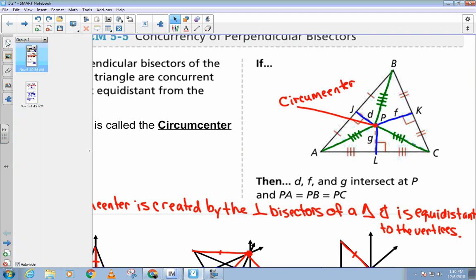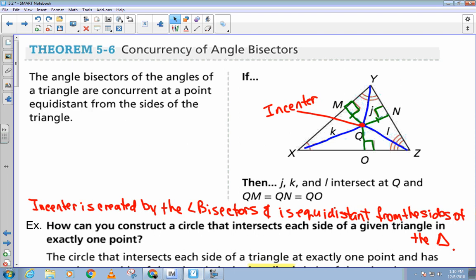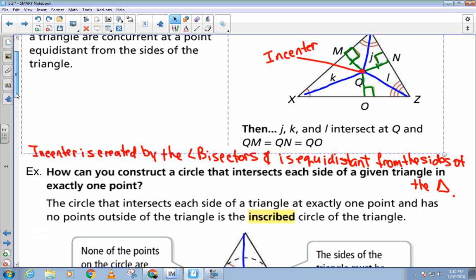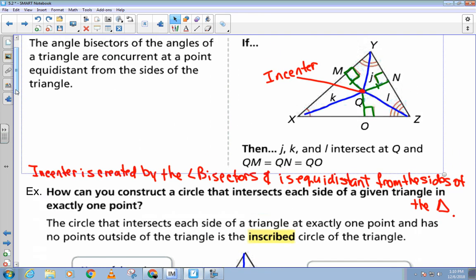Now, if I go over here and look at the incenter, what creates the incenter? The angle bisectors. If you do the angle bisectors, they intersect at the incenter, and they're equidistant from the sides. You see how that relationship works? If you perpendicularly bisect the side, it's equidistant to the vertices. If you bisect the angle, it's equidistant to the sides. And what's the circle called that's inside the triangle and only touches it at 3 points? Inscribed circle, right? And if it's around the triangle, it's circumscribed.